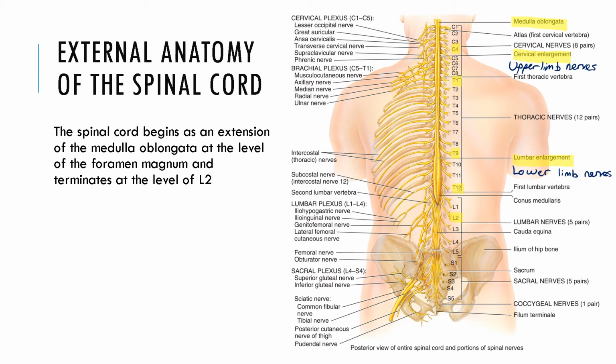Now, just inferior to the lumbar enlargement, the spinal cord terminates in a tapering conical structure called the conus medullaris. This ends at the level of the intervertebral disc between the first and second lumbar vertebrae. So right here is where the spinal cord ends.